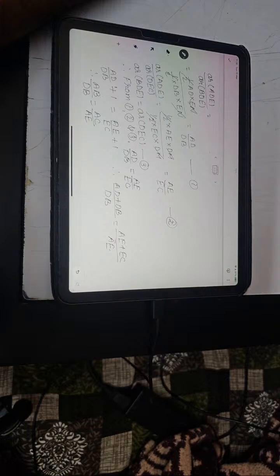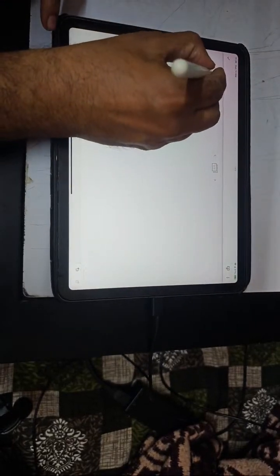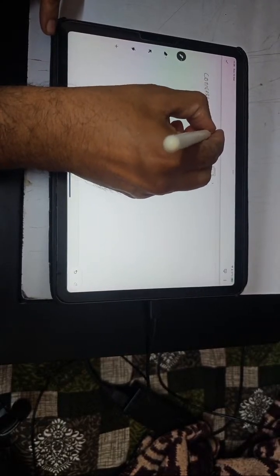Now, see, moving ahead, the next is the converse of this theorem, that is, the converse of BPT. That is also important because on that basis also they ask us sums. So, the converse of BPT. Now, what does that say? Let us first discuss that.